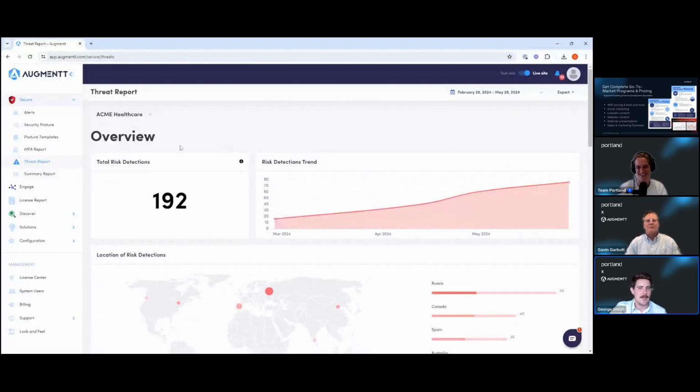Here we are going to be doing a whirlwind tour of the Augment platform, but please know that if you are interested in learning more, to contact Robin and the team at Portland for a more in-depth view.